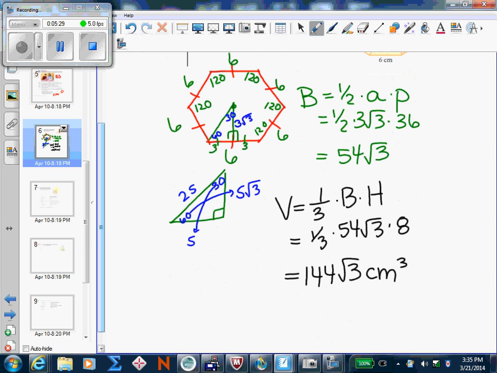Again, that one's a little bit harder because of finding big B in this case. You had to use your special right triangles. If your base is a rectangle, you will use base times height to find big B. So finding big B is the same as you've been doing since the beginning of chapter 8.